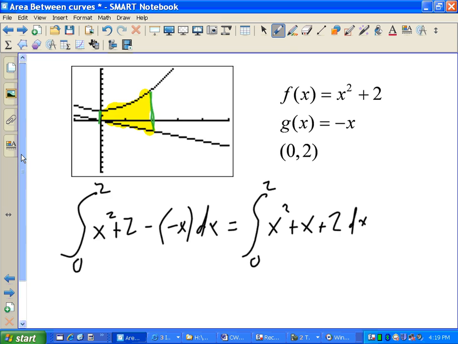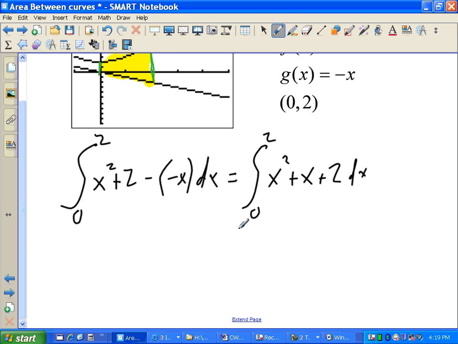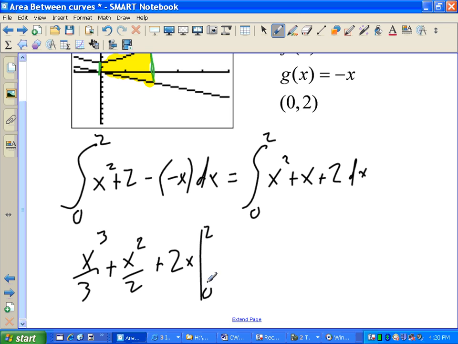This is an integral we can easily do by hand. It's just a polynomial. Power rule will work really nicely. So we'll integrate x squared. We'll get x cubed over 3, x squared over 2, plus 2x. So that follows for you. We're going to now evaluate it at 2 and at 0.